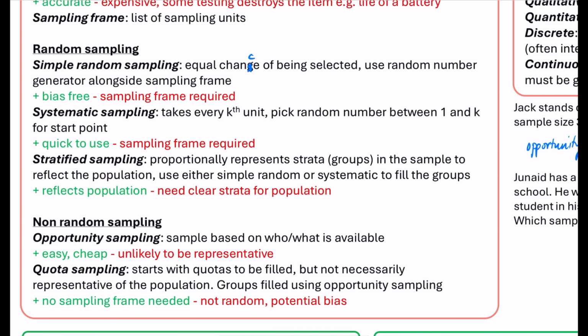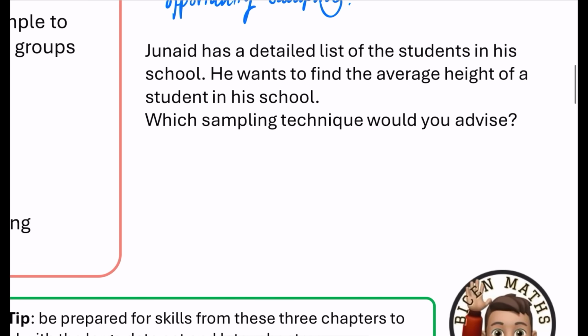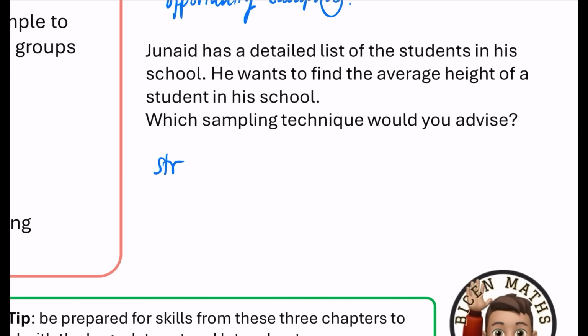Because of the fact that we are trying to find the average height of students in his school, and we know that students in year 7 are going to have a very different height on average to those in year 11 or year 13, I think we're going to want to use stratified sampling here so that the proportional makeup of the year groups in the school is going to be reflected in the sample as well. So what type of sampling technique would we advise? We would advise stratified sampling.